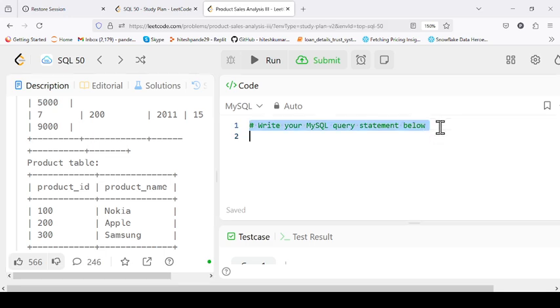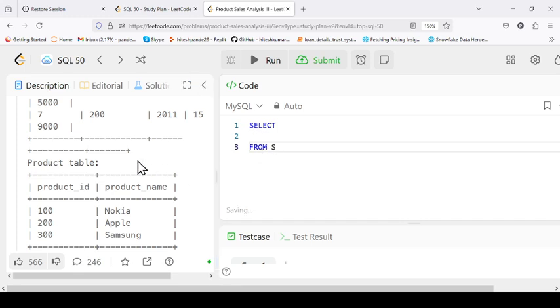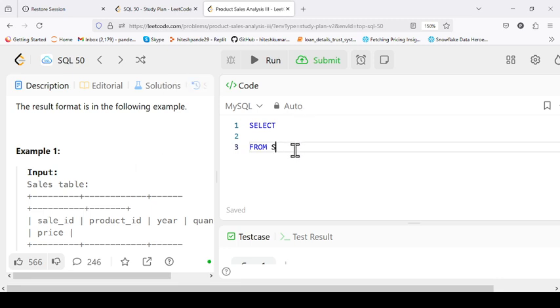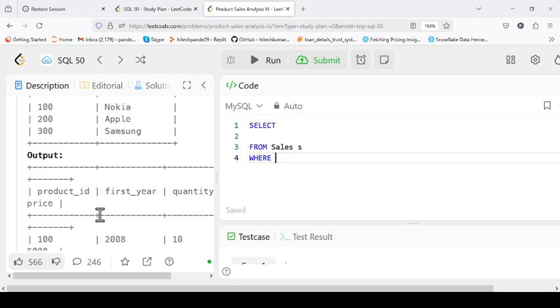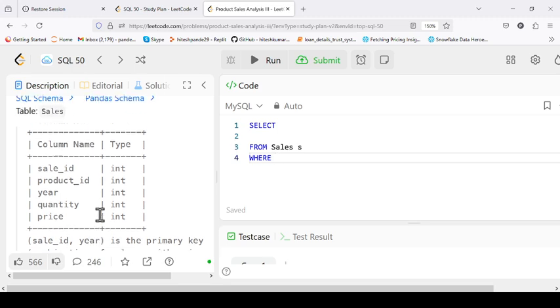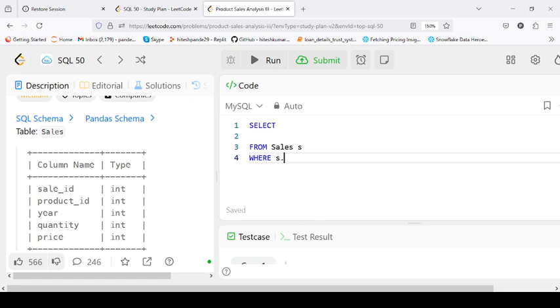Initially we will write the SELECT command, selecting from the sales table. We will give the sales table the alias S. Then we will get the year column from the sales table, so we write S.year. So we will get the first year.